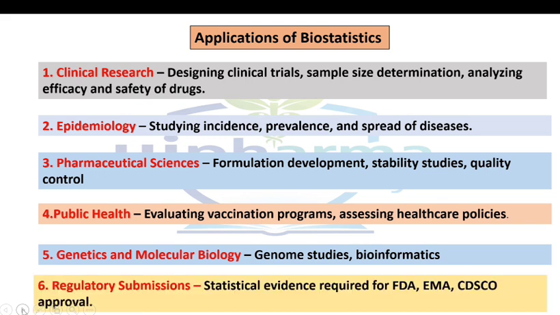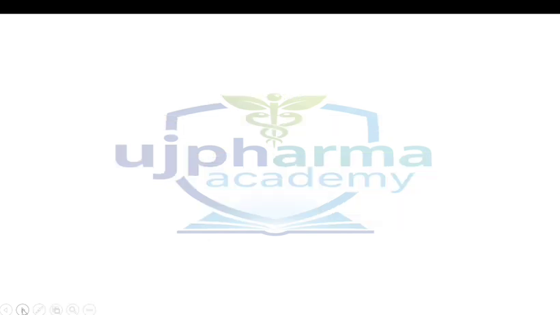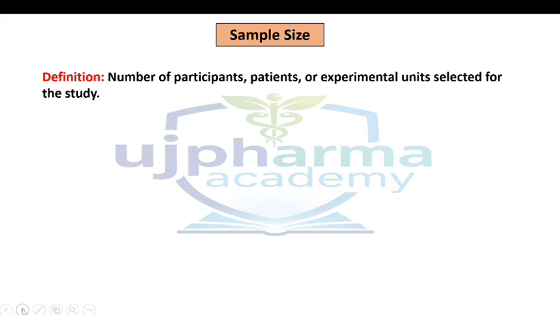Then the most important aspect, the sixth one, regulatory submission. In regulatory submission, some of the students come from CM Pharma in regulatory affairs. At that time regulatory submission is very important: statistical evidence is required by the Food and Drug Administration as well as EMA and CDSCO approval. CDSCO is the national regulatory agency of India. CDSCO is the Central Drugs Standard Control Organization.